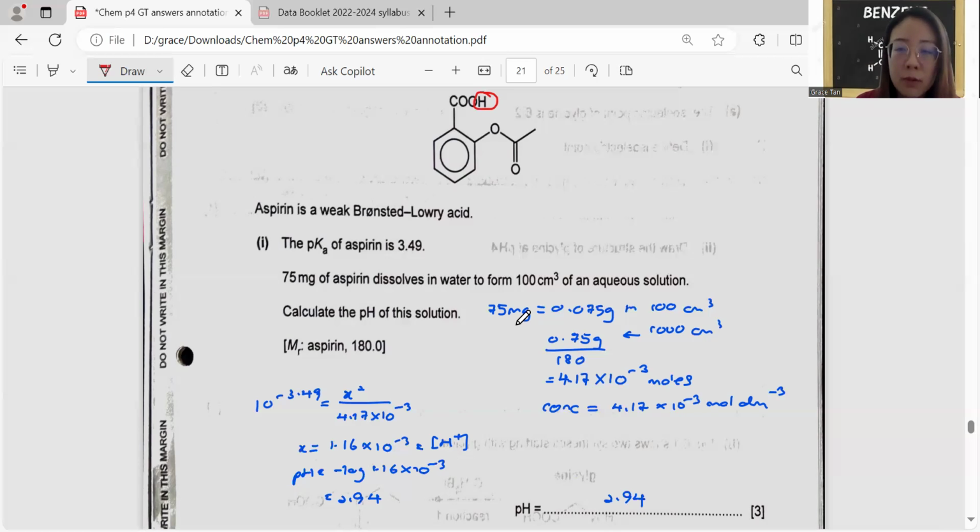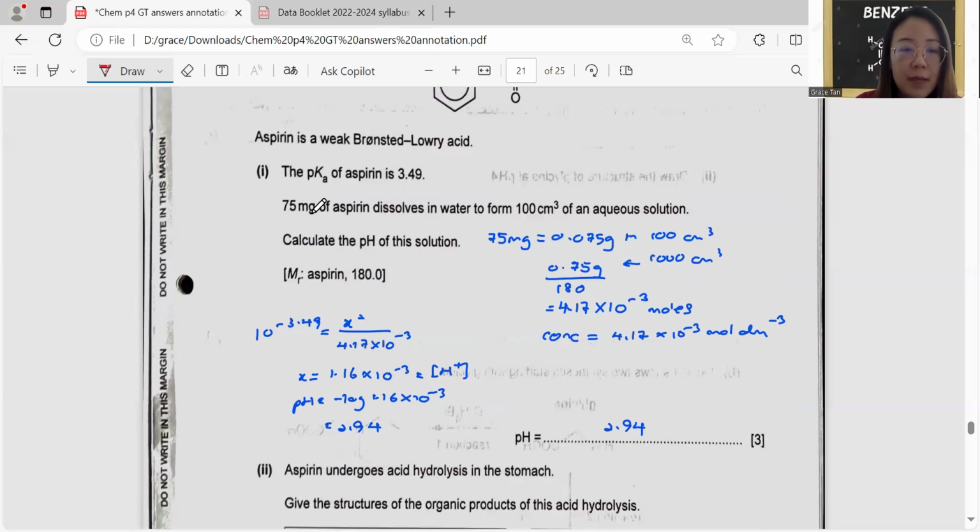Now, do you know why I have to find 1,000? It's because otherwise the concentration is going to be mole per 100 centimeter cube. So we want mole per dm cube, so you find back 1,000 centimeter cube. Now, you give me pKa, so you want to convert to Ka. So Ka is 10 to the power of negative 3.49 equals x squared, where x squared is H plus times the conjugate base. So basically x squared is this one.